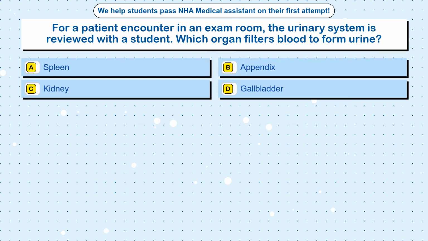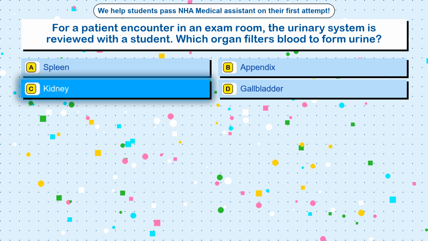Question 80. For a patient encounter in an exam room, the urinary system is reviewed with a student. Which organ filters blood to form urine? Option A, spleen. Option B, appendix. Option C, kidney. Option D, gallbladder. The correct answer is option C, kidney.